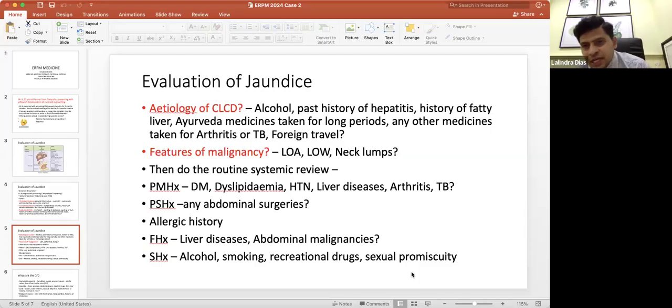Any past history of hepatitis, whether the patient has had any hepatitis in the past.